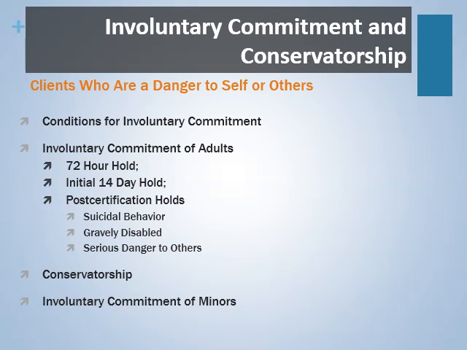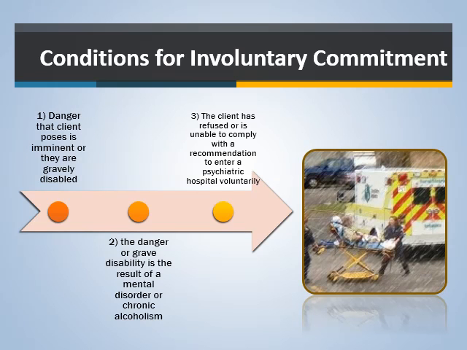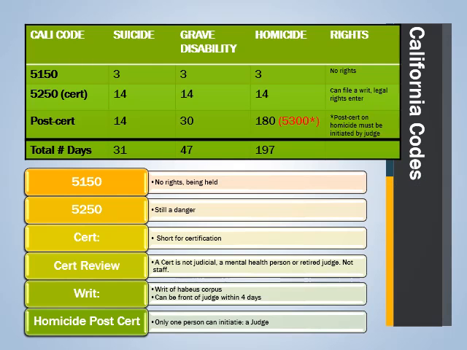Involuntary commitment. Okay, now we're getting into the different kinds of holds and the different reasons. So it could be danger to self, others, or grave disability. In addition to these conditions, it needs to be because of a mental disorder or chronic alcoholism. And if the client has refused to comply with the recommendation, then it can be involuntary, but certainly give them the chance to go voluntarily.